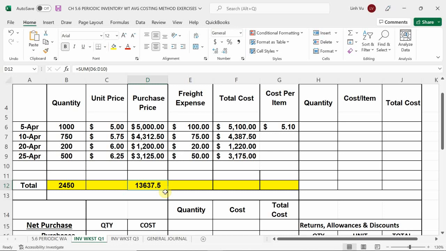So in this case, what is my purchase price? 13,637.50. What was my total freight? $245, giving you a grand total cost to be $13,882.50. Okay.